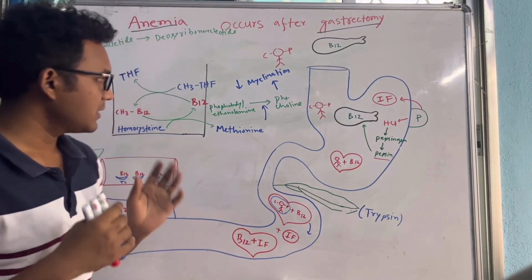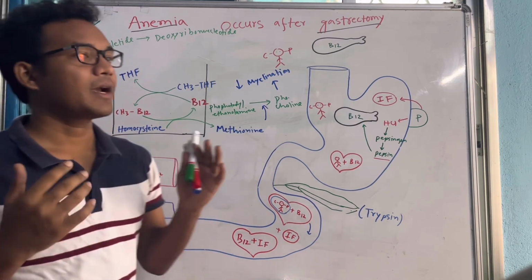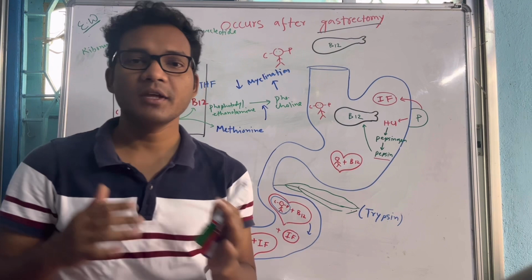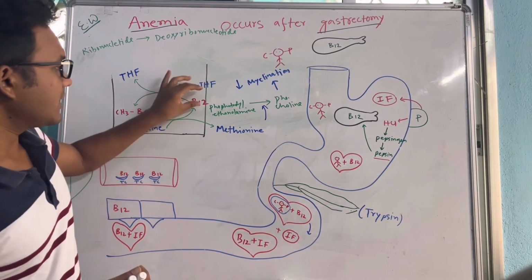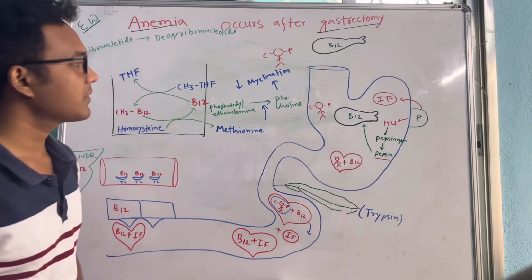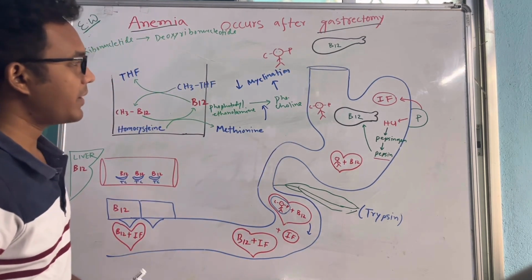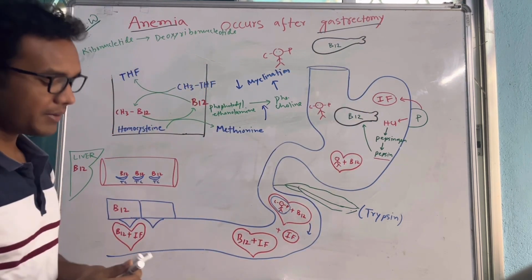So if in the exam it is asked what the causes of megaloblastic anemia or vitamin B12 deficiency are, what will be the causes? First cause. Okay, now come to this picture. The first cause is decreased intake of vitamin B12.